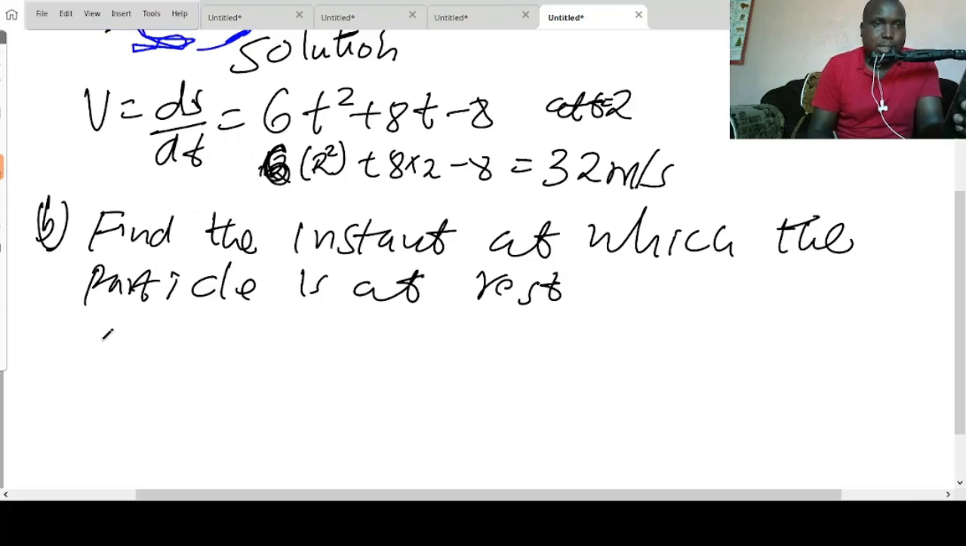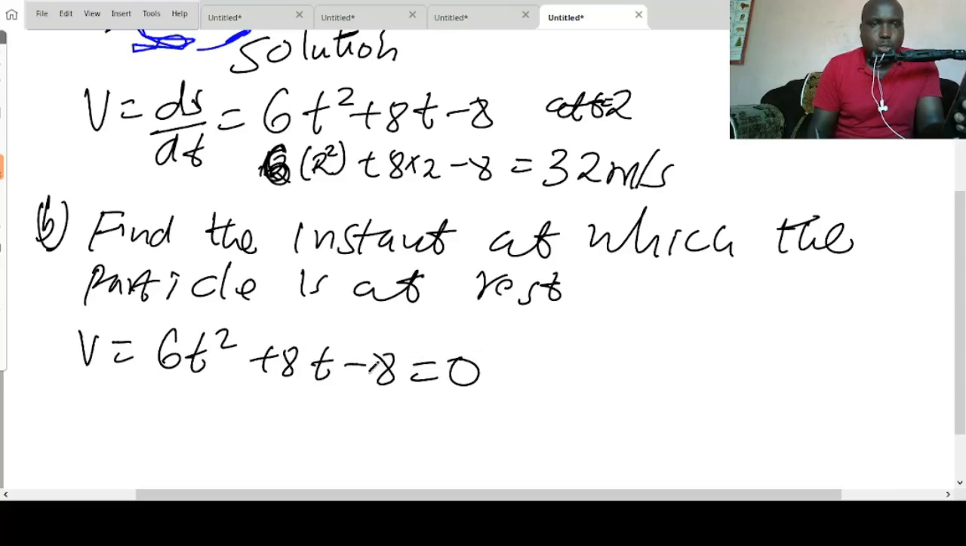So we have velocity: v is equal to 6t squared plus 8t minus 8. This one is equal to 0. The instant is giving us the time when the velocity is going to be 0. That is what it means. The instant when the particle is at rest, you solve that one.